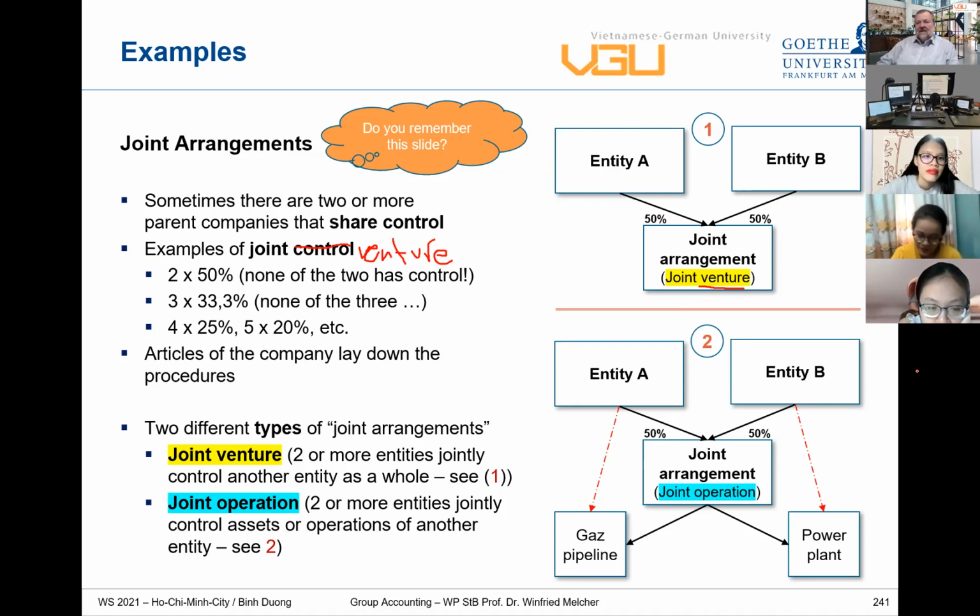I'm sorry. So examples of joint venture is when you have two parents, 2 times 50, or you have 3 parents, 3 times 33. So obviously you should not call them parents because they do not control. They have joint control, but they cannot control them alone.